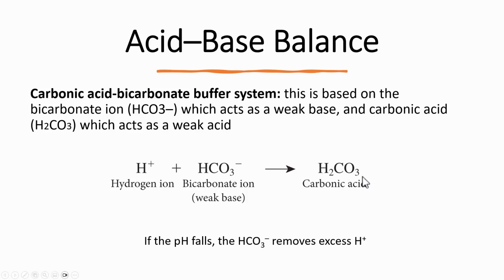Okay, we've reduced the amount of acid, which actually increases the pH. Remember, the higher the pH, the more basic it is. The lower the pH, the more acid it is, with 7 being in the middle as neutral. Okay, so if the pH falls, bicarbonate ion removes the excess hydrogen ions. Again, to form that carbonic acid and to make it a little more alkaline or base.